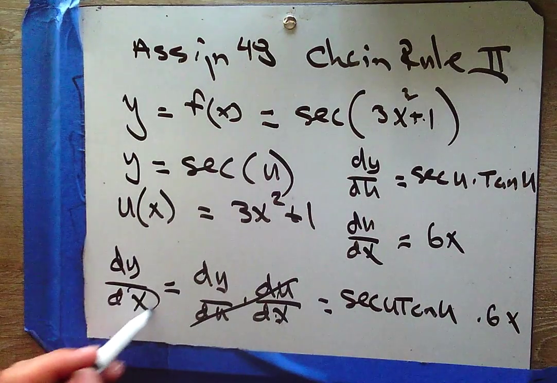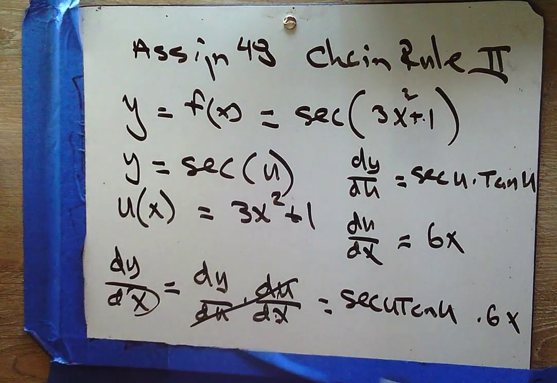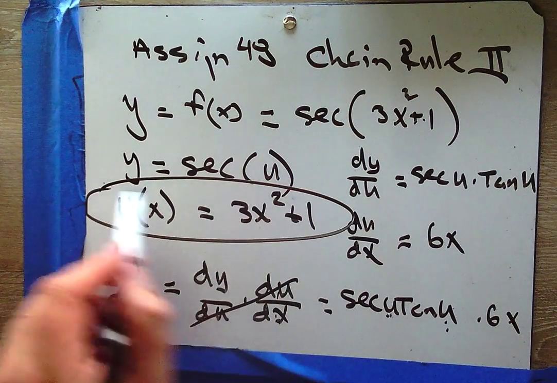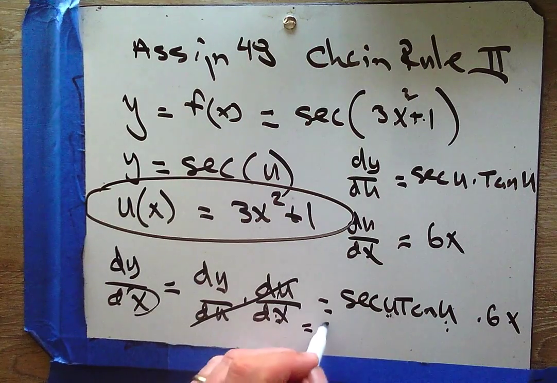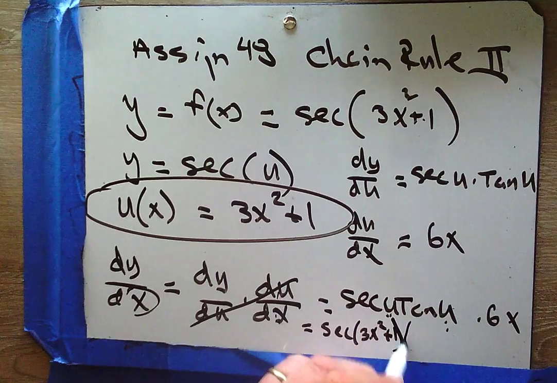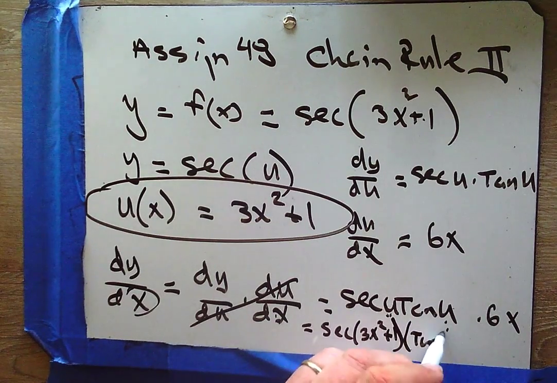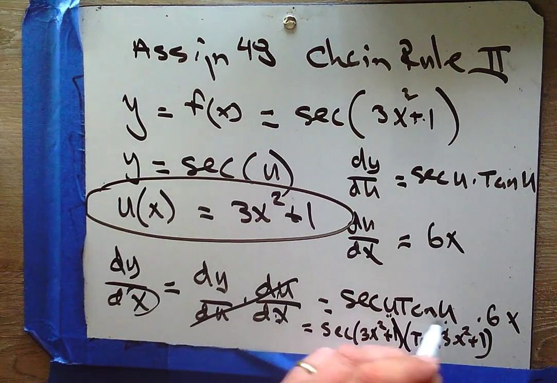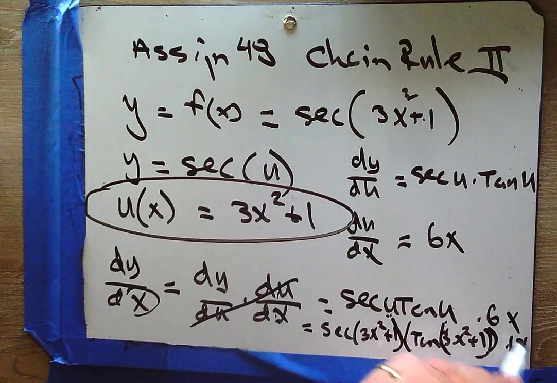But remember, since we're doing dy dx, we can only have x's in our answer. So we're going to have to replace these u's with what u is equal to in terms of x. So we should have secant 3x squared plus 1 tangent 3x squared plus 1 times 6x.